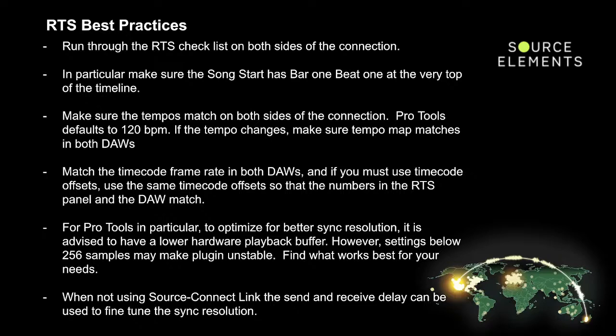In particular, you want to make sure that the song start is at 0 on the timeline. So bar 1, beat 1 needs to be the very top of the DAW timeline. The other thing that you want to make sure of, and this is very important, even though these are sort of MIDI and music type settings, you want to make sure that the tempos match. It has to be either a static tempo, or if you're using a tempo map, the tempo maps have to match. In Pro Tools, the tempo defaults to 120. You can turn off your conductor, so you just have a static tempo, or you can just make sure that you have a single tempo setting in your timeline.